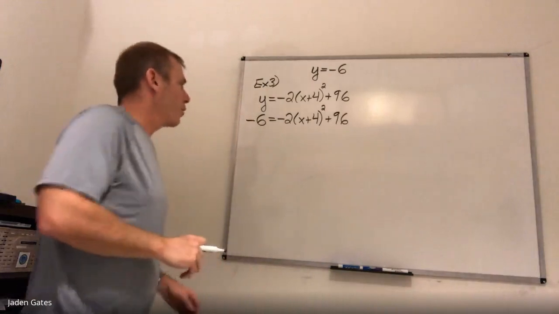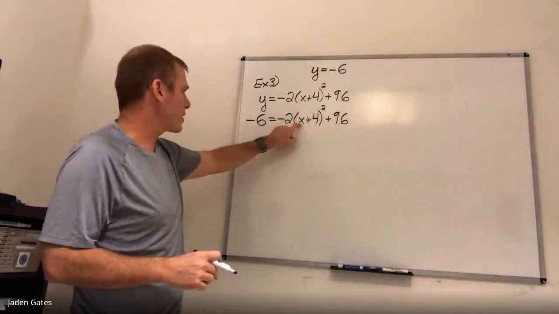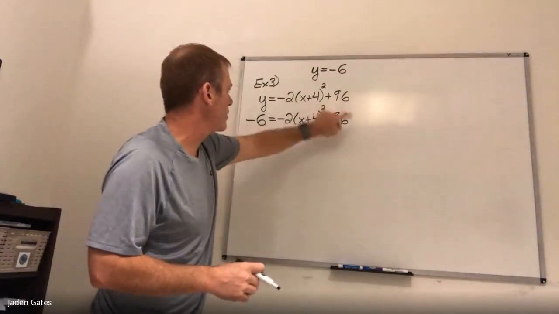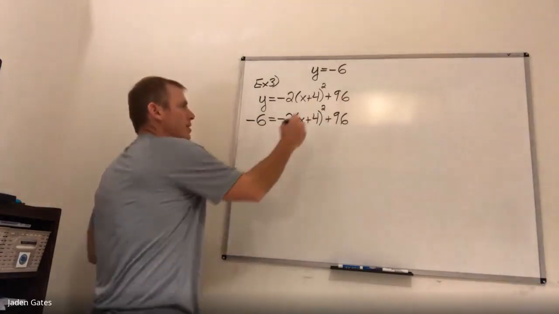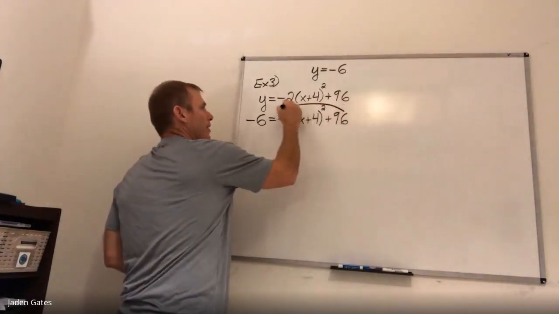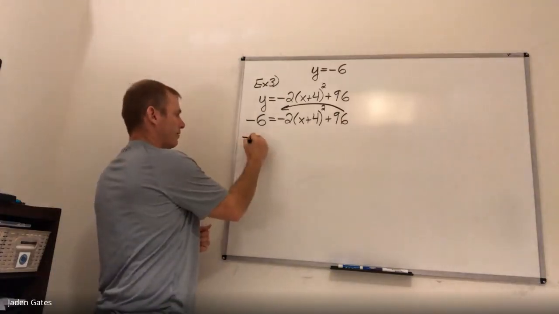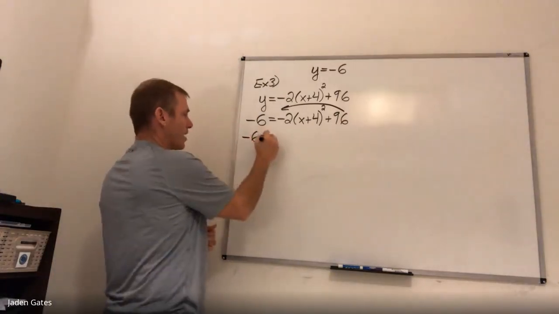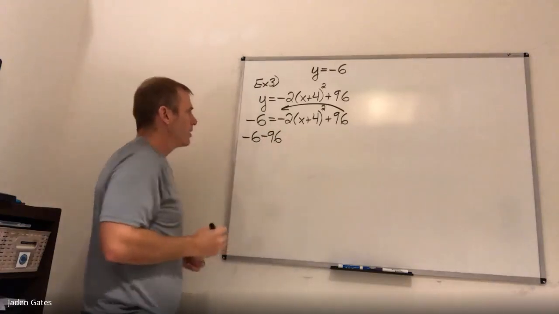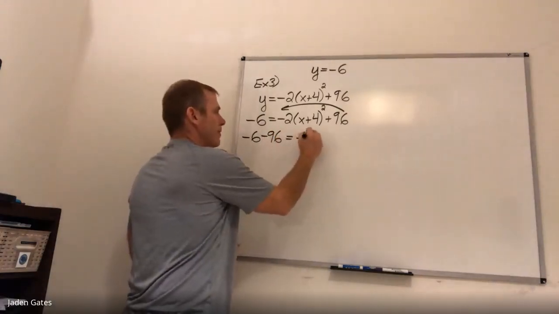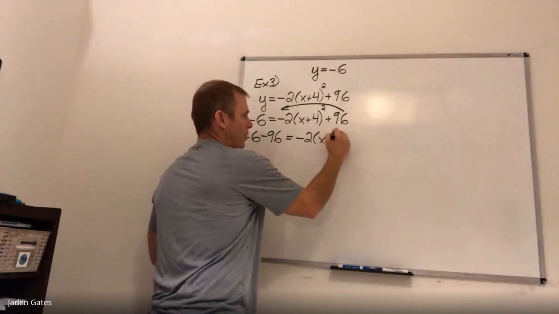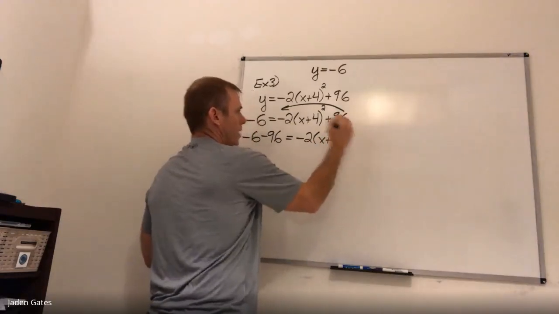All right, now we got a whole lot of work to do here. So to get this x by itself, I got to get rid of all of these numbers here. The easiest one is to get rid of the 96, to move it over. And so I have a -6, subtract 96 equals -2 times x plus 4, and that is squared.